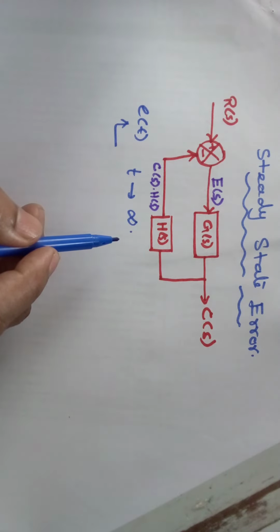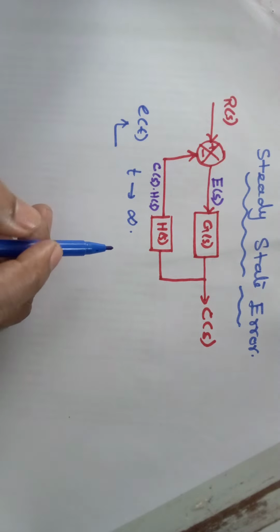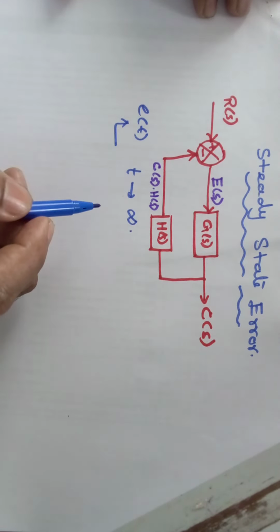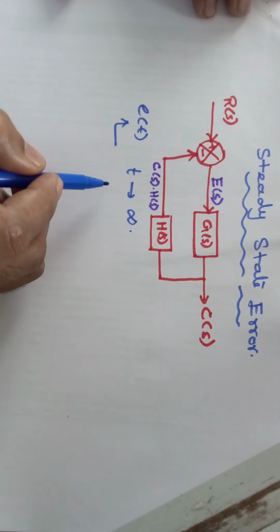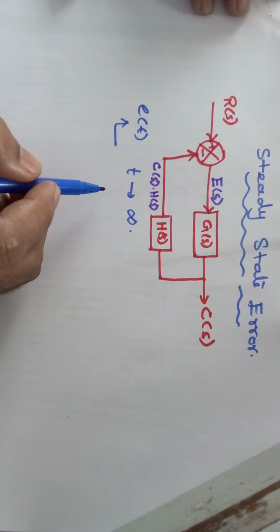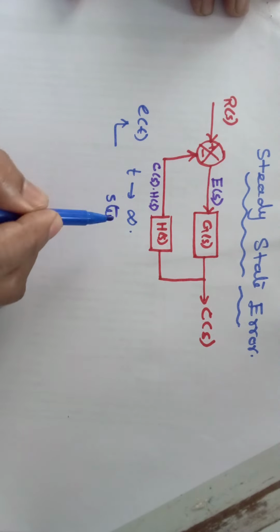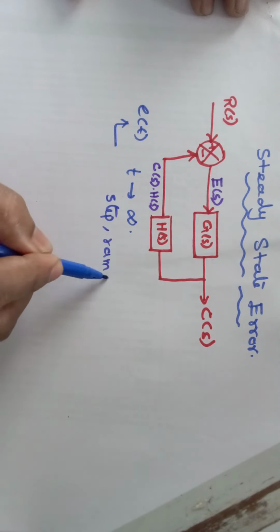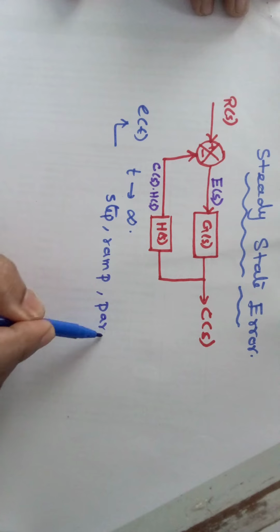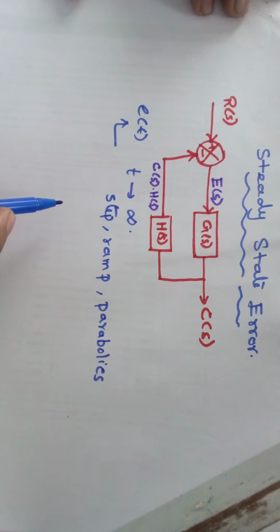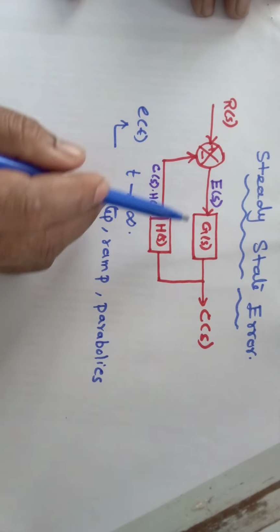In this lecture we are going to see the different types of steady state error and how to calculate the steady state error in different cases. For analysis purposes we will be using standard input signals to find the steady state error, such as a step signal, a ramp signal, or a parabolic signal. By applying these different types of input signal, we will be finding the steady state error. So just consider a system like this.